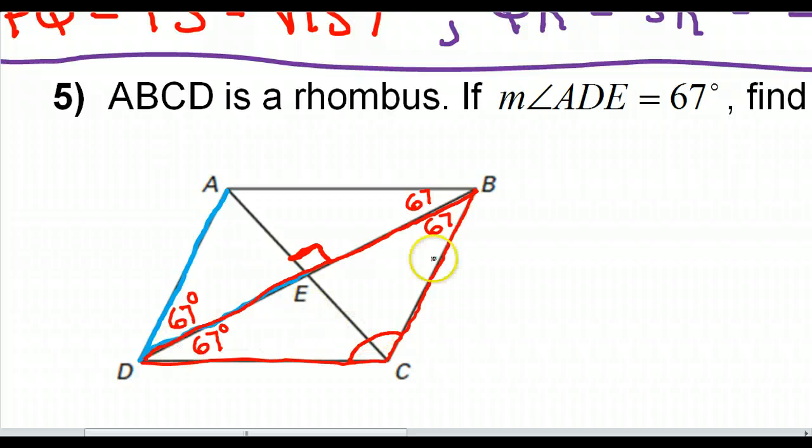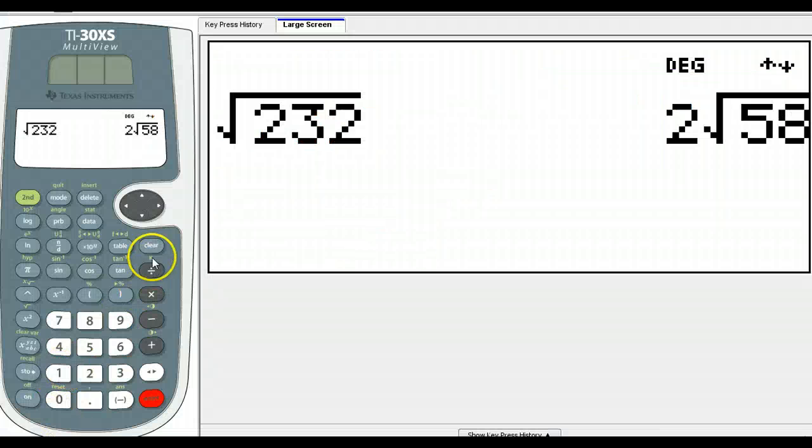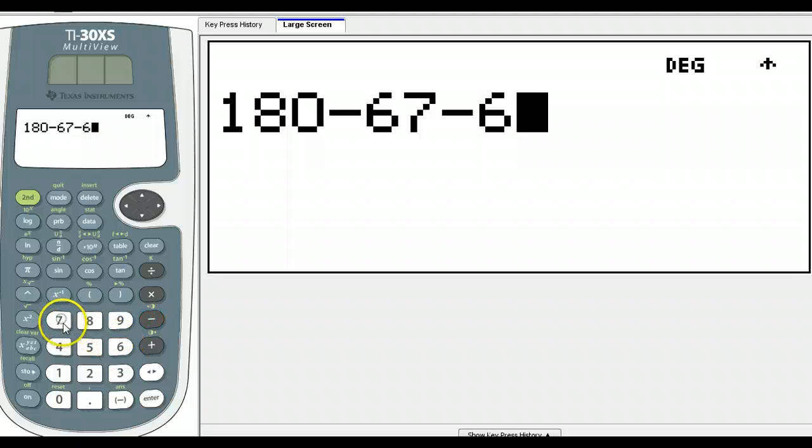Yeah, hopefully you're saying we add them up and subtract from 180, because the total degrees in a triangle is 180. So if I do 180 minus 67 minus 67, that should give me the measure of angle DCB. So let's do that. 180 minus 67 minus 67. So that's going to be 46.